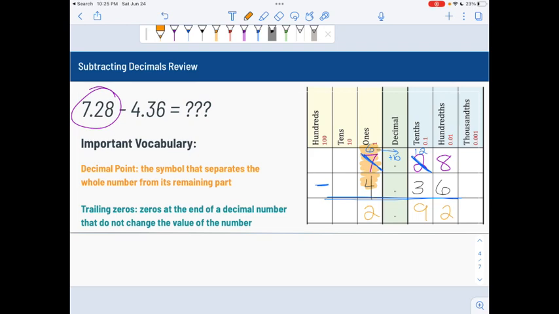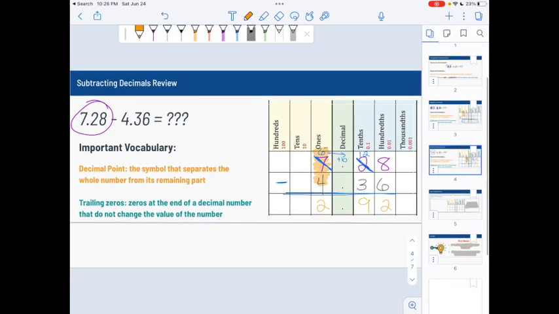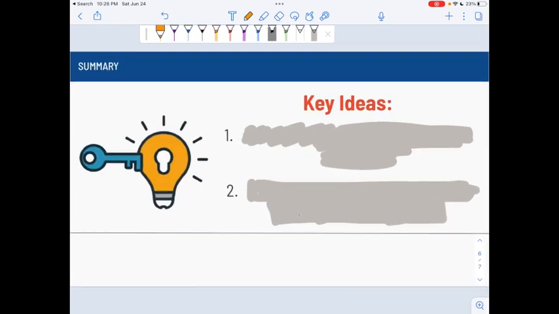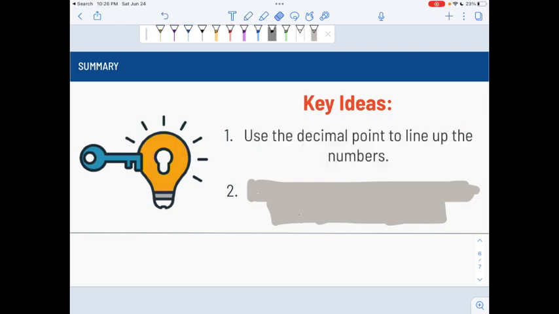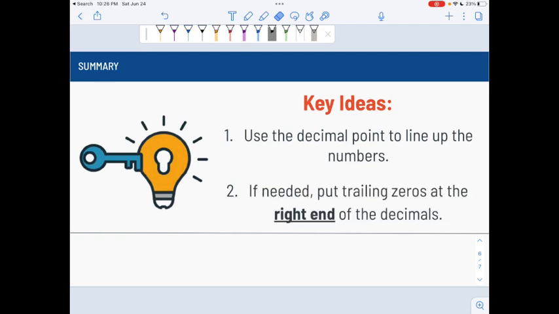Okay, so what next? Let's look at our key ideas. Use the decimal point to line up the numbers, right? The decimal point always stacks. And thing number 2, if needed, put trailing zeros at the right end of the decimal. Remember, we did that when we added and when we subtracted.